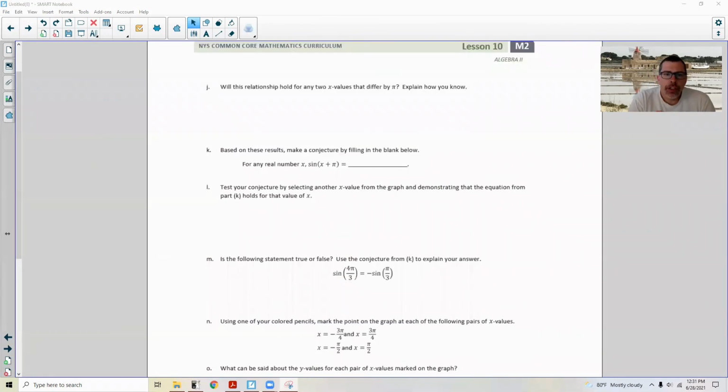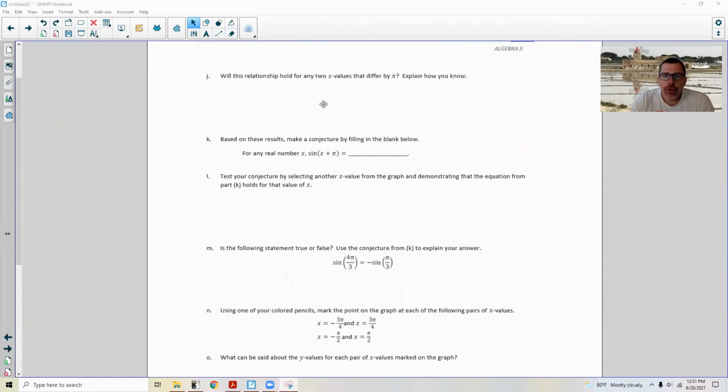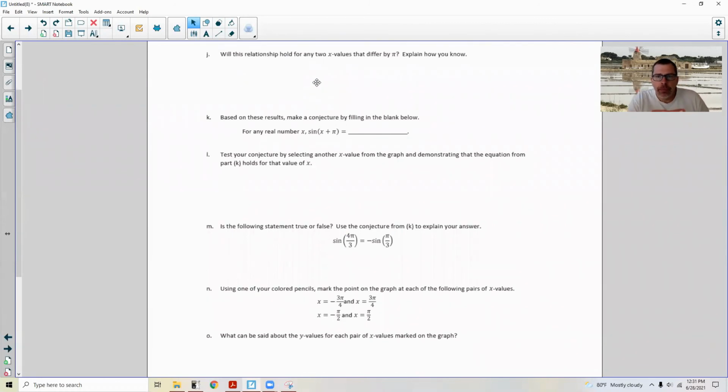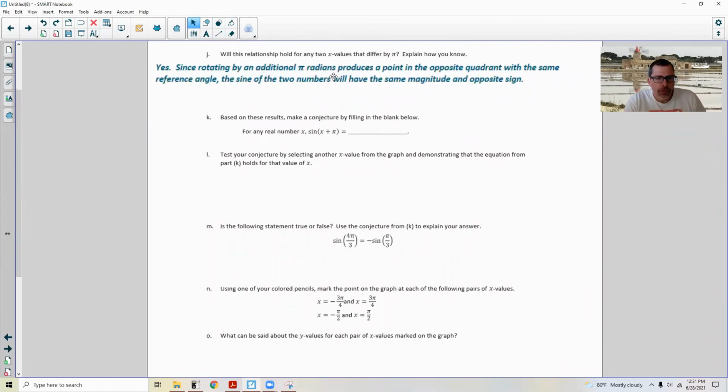Part J asks, will this relationship hold for any two x values that differ by pi? And of course it will. So yes, since rotating by an additional pi radians produces a point in the opposite quadrant. If you're in the first, you'll end up in the third. If you're in the second, you'll end up in the fourth, and vice versa. Then you'd have the same values, just the opposite sign.